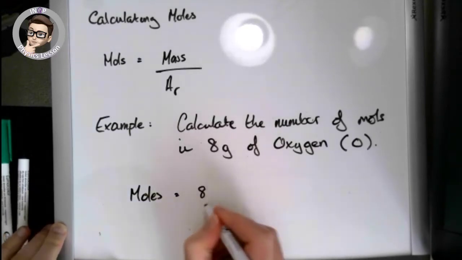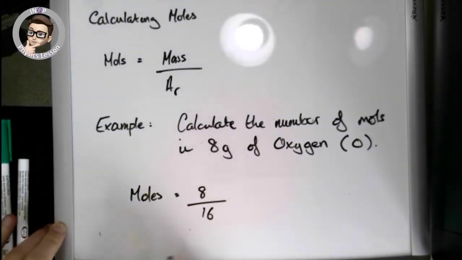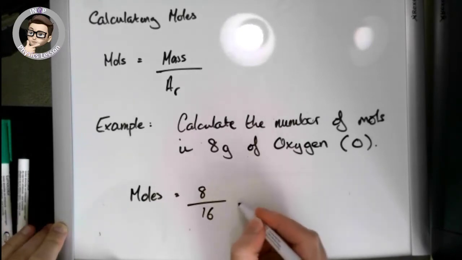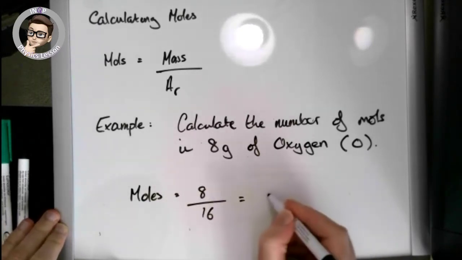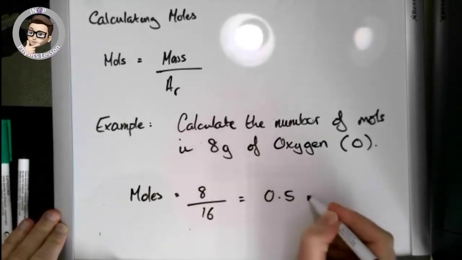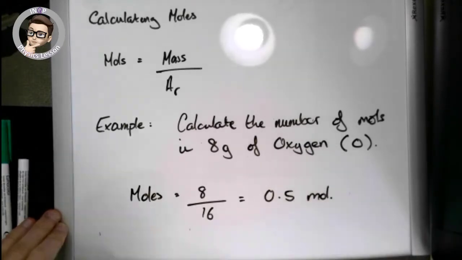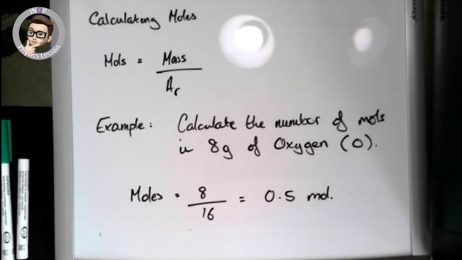So in this case we're going to have 8 divided by 16, which we know our mass, 8, is less than 16, so we're going to have less than 1. 8 divided by 16 is going to be 0.5. So there is 0.5 mole of oxygen, single oxygen atom.